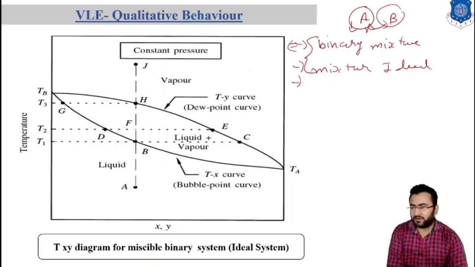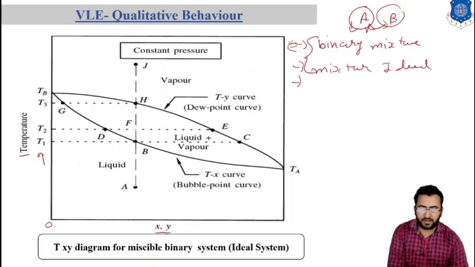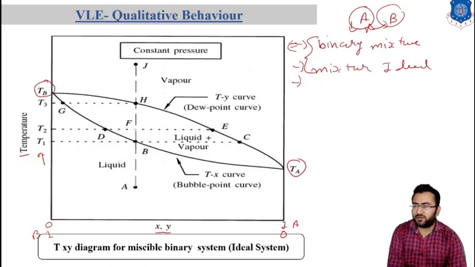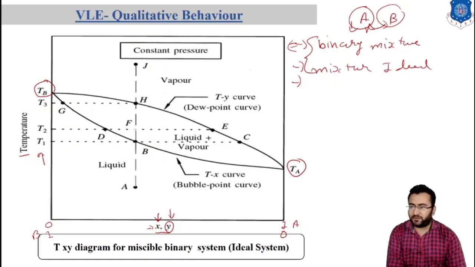So let's talk about the TXY diagram first. In the TXY diagram, temperature is on the y-axis and x, y is on the x-axis. This is 0 and this is 1 for component A, and this will become 0 and this will become 1 for component B. TA is the boiling point temperature of component A, TB is the boiling point temperature of component B, and this is the various compositions for component A and component B, where x stands for the mole fraction of the component in the liquid phase and y stands for the mole fraction of the component in the vapor phase.